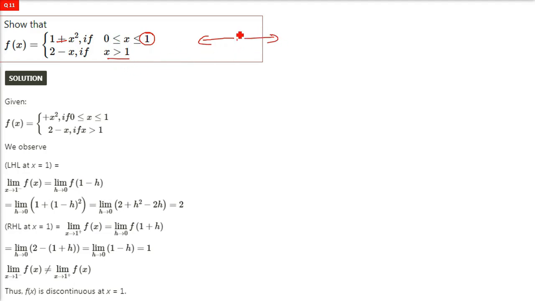Since x is less than 1, we will use 1 plus x square. For x greater than 1, we will use 2 minus x. And we'll use 1 minus h and 1 plus h because we have to check at 1. So for the left hand limit, x will be equal to 1 minus h. So we are going on the backward side, so of 1, we'll use 1 plus x square. Since we are moving forward now, x greater than 1, we'll use 2 minus x.